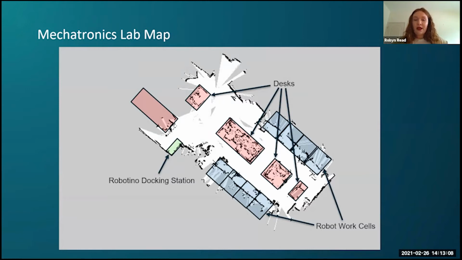As you can see, we have 4 blue blocks there. Those are our robot work cells that the Robotino will be traveling in between. And the red blocks are unmovable obstacles or the more static obstacles in the environment that the Robotino will work to avoid. To the left, we have a green block, which shows the Robotino docking station where the Robotino will be charged. We will move to Damien next with the gripper.